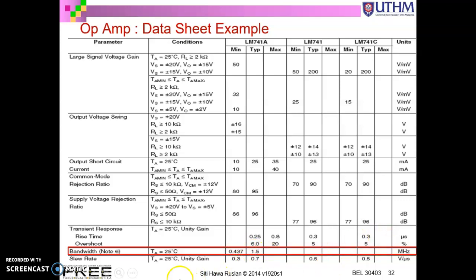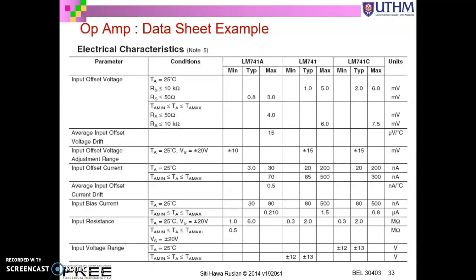Another one is slew rate, the measure of how your output changes with respect to time. This is measured in volt per microsecond. It is about 0.7.